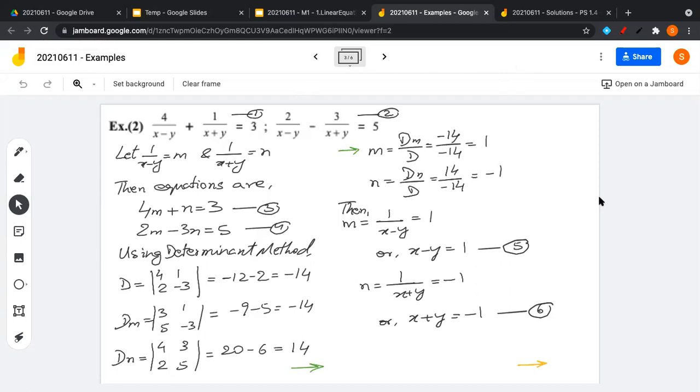That's the end of step number 2. In step number 3, from m and n, we go to x and y. So m is 1 by x minus y, which is equal to 1. Using cross multiplication, x minus y is equal to 1. Similarly, n, which is 1 by x plus y, is equal to minus 1. Again, by simplification, x plus y equals minus 1. Now the equations are equation 5 and equation 6: x plus y equals minus 1 and x minus y equals 1.